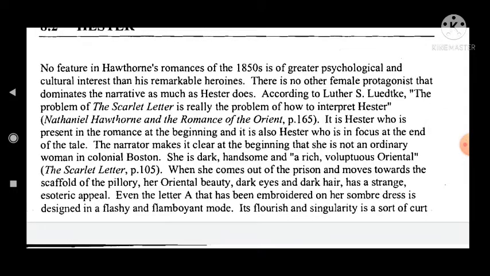The narrator makes it clear at the beginning that she is not an ordinary woman in colonial Boston. She is dark, handsome, and a rich, voluptuous Oriental. When she comes out of her prison and moves towards the scaffold of the pillory, her Oriental beauty, dark eyes, and dark hair have a strange, exotic appeal. Even the letter A that has been embroidered on her somber dress is designed in a flashy and flamboyant mode.